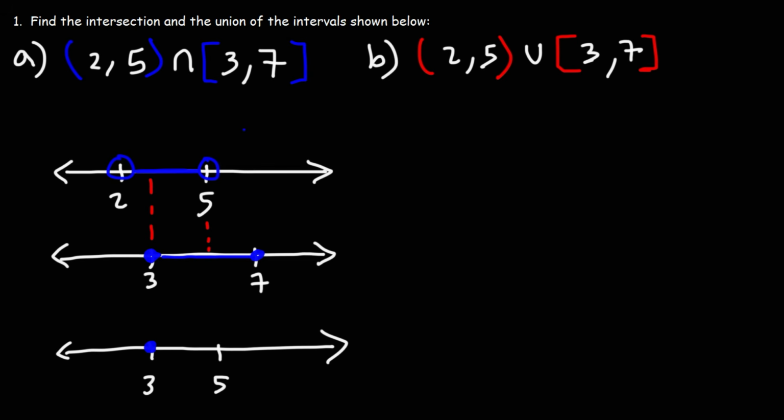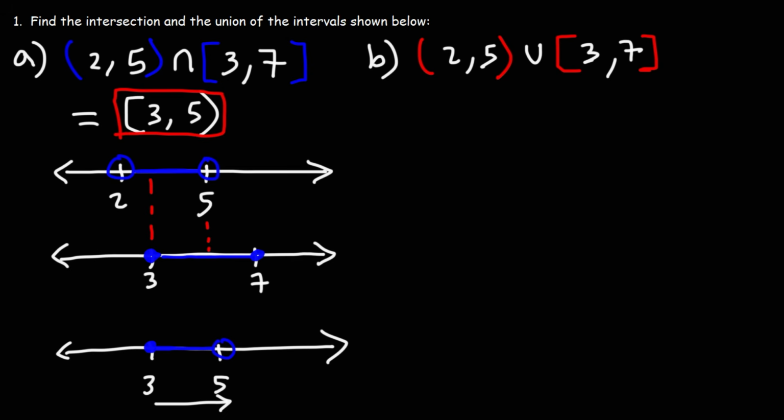Now 5 can be found in this interval, but not in the first interval. So we can't include 5. 5 is not found in both intervals. So it goes from 3 to 5. So the interval 2 to 5 intersecting with 3 to 7, the answer is going to be from 3 ending at 5. You could read it from left to right here. So this is the answer for part A.